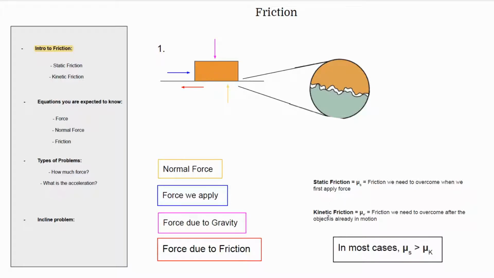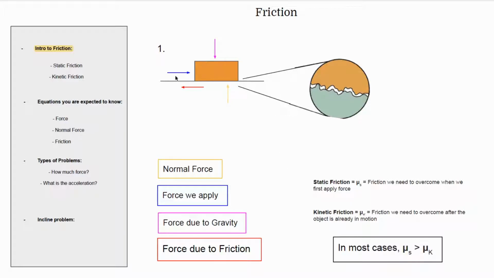In kinetic friction, the box is already in motion, so it sort of glides over this textured part, which makes it easier to move. Have you ever noticed when you push a heavy object or a box, it's always harder to get the box to move, but once it starts moving, it's a lot easier to keep it moving? This is because of friction.